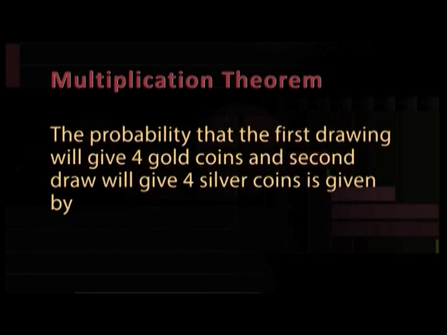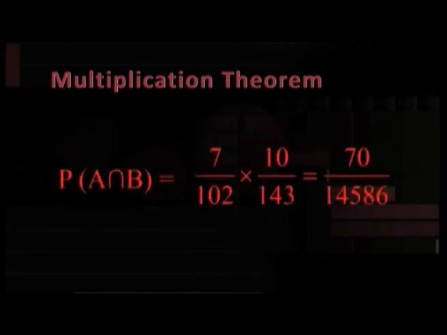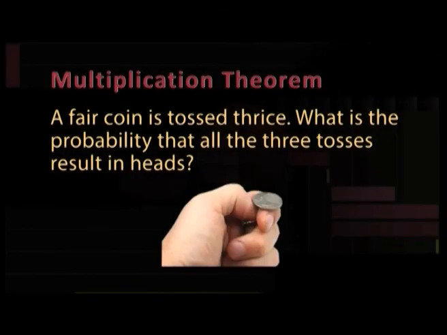Therefore, the probability that the first drawing will give 4 gold coins and the second draw will give 4 silver coins is given by probability of A intersection B, which is equal to 7 by 102 into 10 by 143, which is equal to 70 by 14,586. Illustration 5. A fair coin is tossed thrice. What is the probability that all the three tosses result in heads?